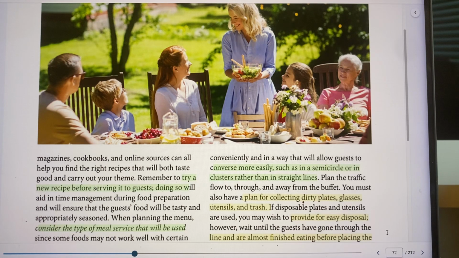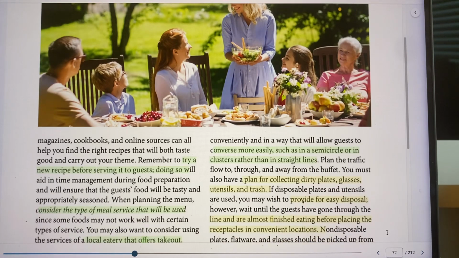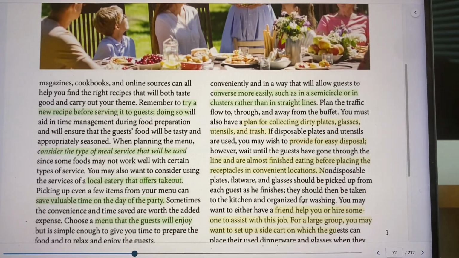And allow a place where the guests can converse more easily with each other, such as semicircles or clusters, rather than straight lines. For them to sit in straight lines, it's good to sit in circles so they can talk in a circle rather than all sit in a line. So plan the traffic through the buffet. If you have a huge buffet, you might need to have 2 lines, depending on how many people you have.